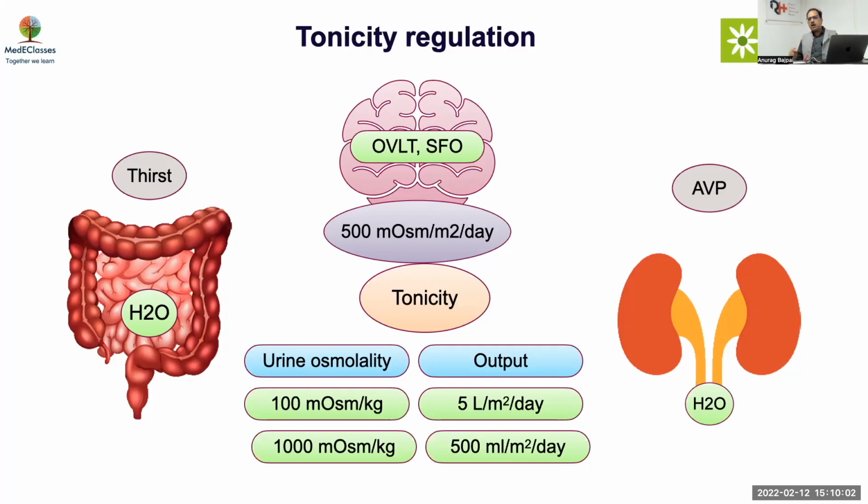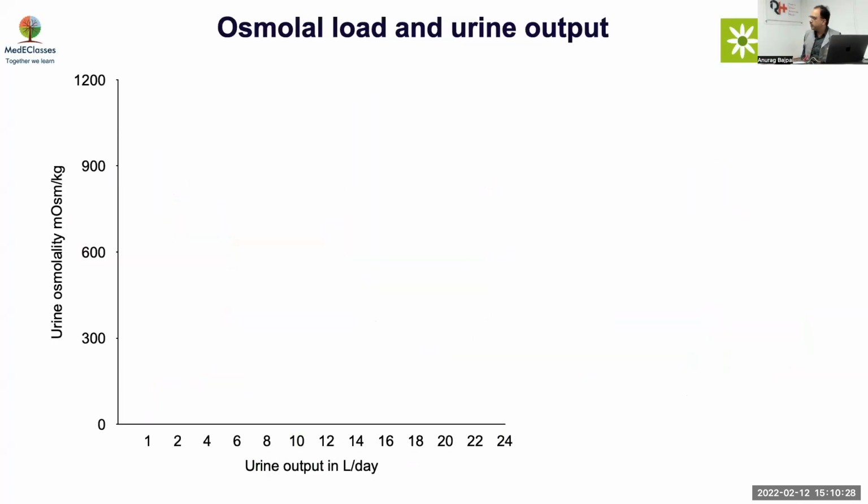So it's all a game of how much your osmolar load is. Suppose you have too much glucose, you will need more volume to take it off. If you have less concentration, you will need more volume to excrete. So basically, what we need to understand is that polyuria is either because of an osmolar load or a urinary concentration defect. Rest all becomes much easier from that perspective to understand.